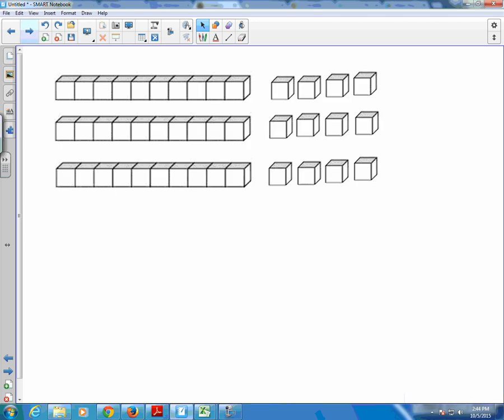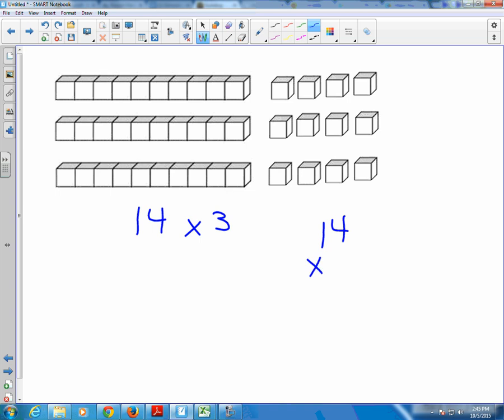We have a model. Look carefully at the model. Do you know what operation we are doing? Yes, we're multiplying, and we're multiplying the number 14, right? We have 1 ten and 4 ones, and we're repeating it 3 times. We're multiplying 14 times 3. So for multiplication purposes, it's easier if you put the number with the most digits on top. That would be the number 14, and then put the number 3 at the bottom.